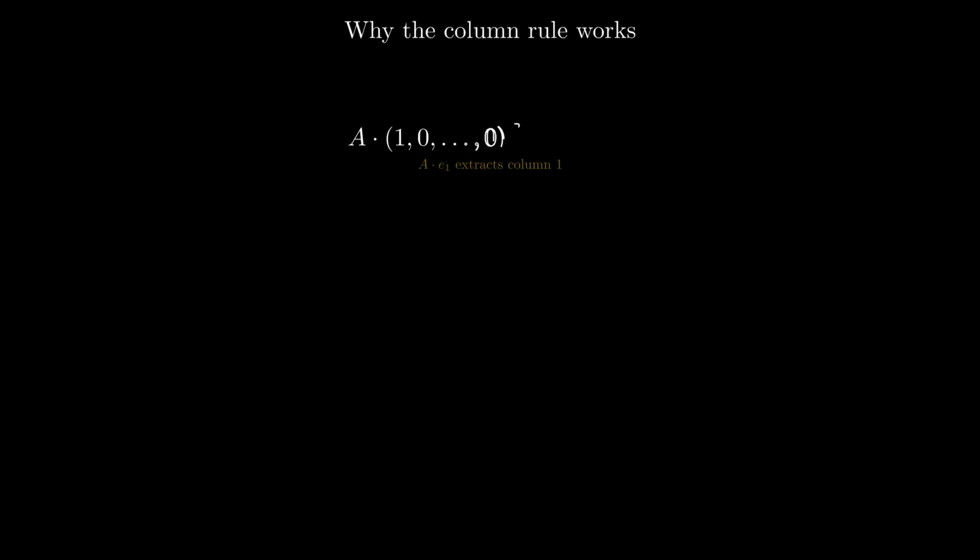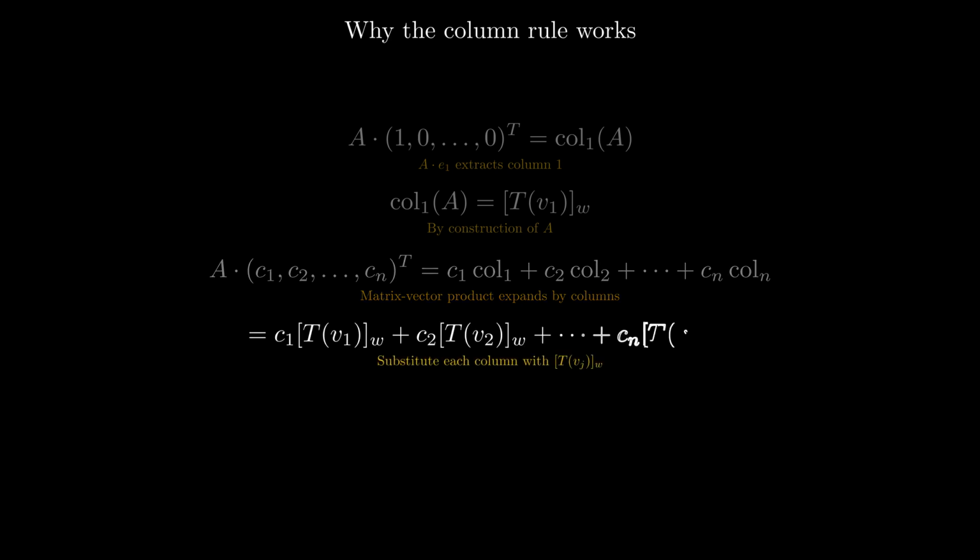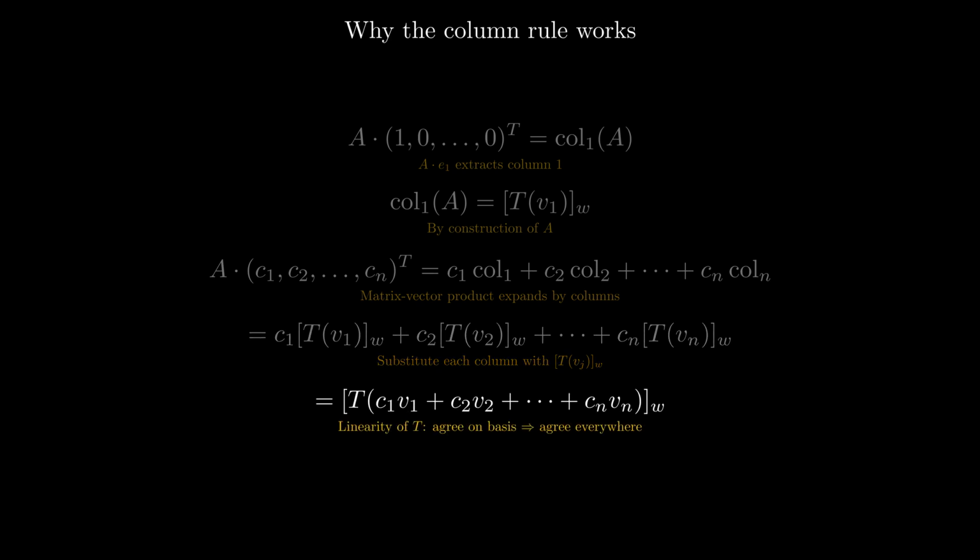Why does this work? Multiply A by the column vector with a 1 on top and the zeros everywhere else. That picks out column 1 of A. By construction, column 1 is the coordinate vector of T applied to V1. So the matrix agrees with T on the first basis vector. Linearity handles the rest. Every input vector is a combination of basis vectors, and T respects combinations. Match T on a basis and you match T everywhere. The matrix and the transformation become interchangeable once we work in coordinates.